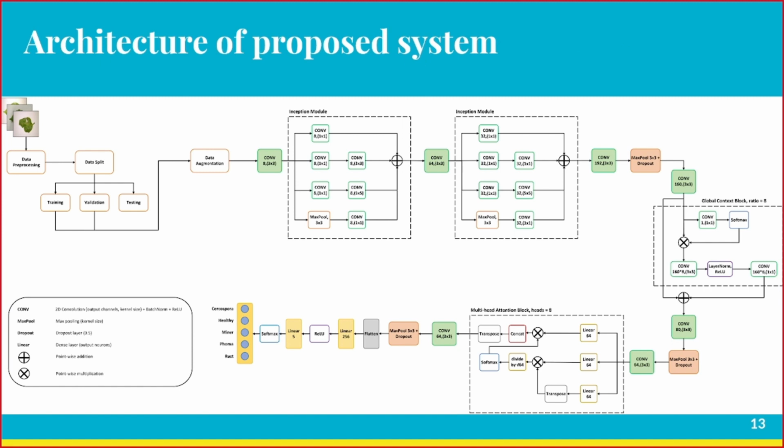This is the proposed system architecture. First, data pre-processing was done. Then the data was split into training, validation, and testing. Then data augmentation was done on the training and validation data. Then it was passed to the model. The model consists of 2 inception modules, 1 global context block, and 1 multi-head attention block.